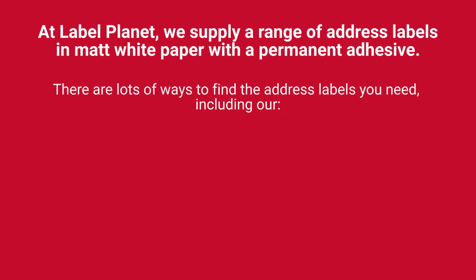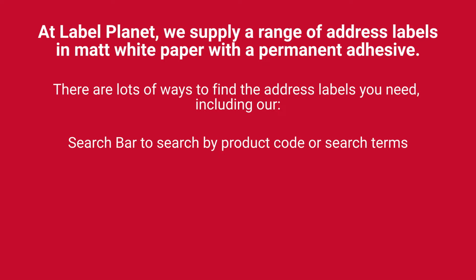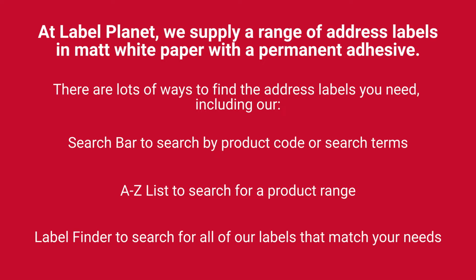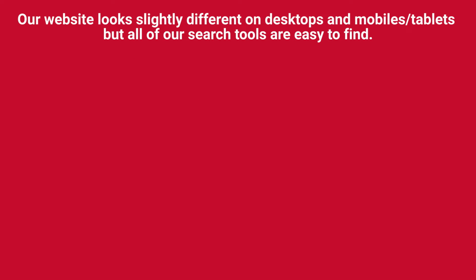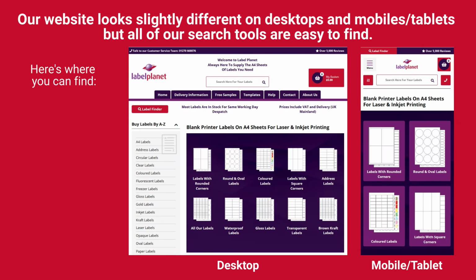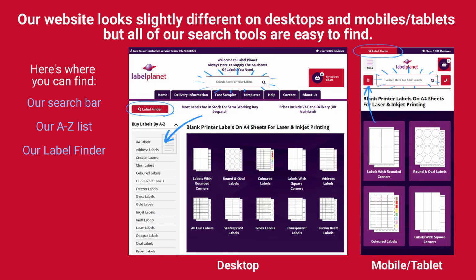There are lots of ways to find the address labels you need, including our search bar, to search by product code or search terms. A to Z list, to search for a product range. Label Finder, to search for all of our labels that match your needs. Our website looks slightly different on desktops and mobiles or tablets, but all of our search tools are easy to find. Here's where you can find our search bar, our A to Z list, our label finder.